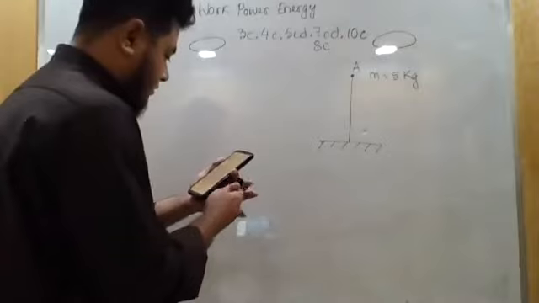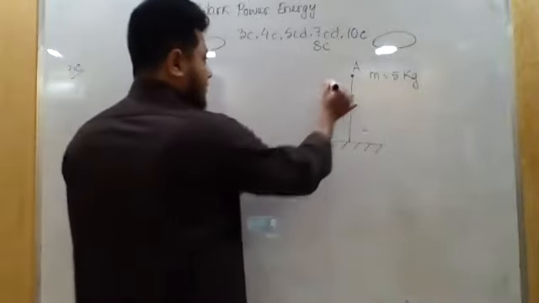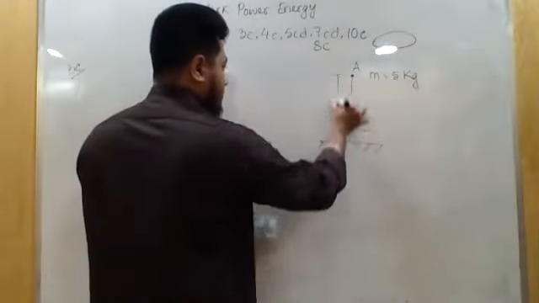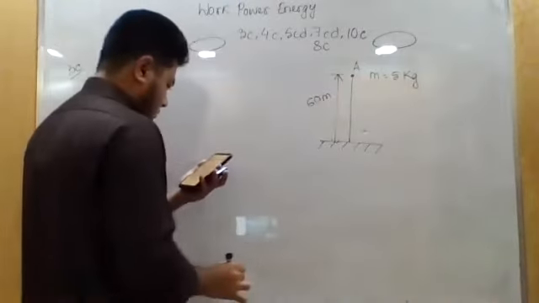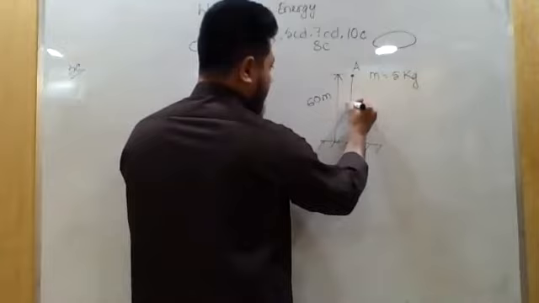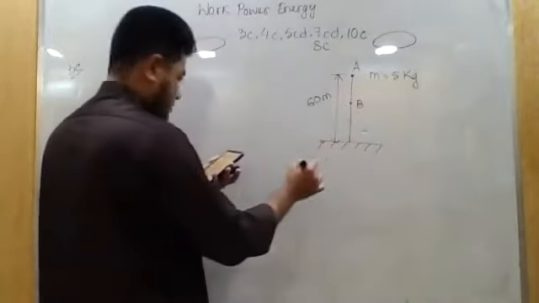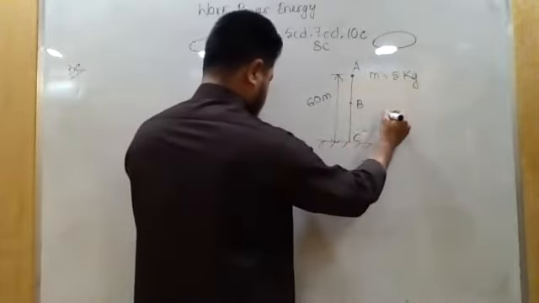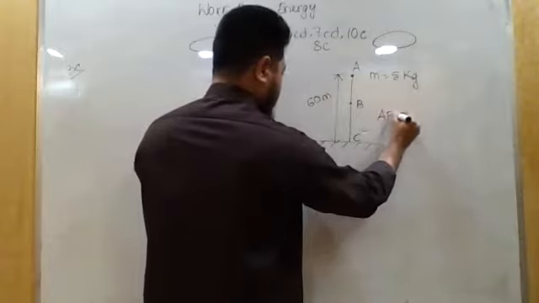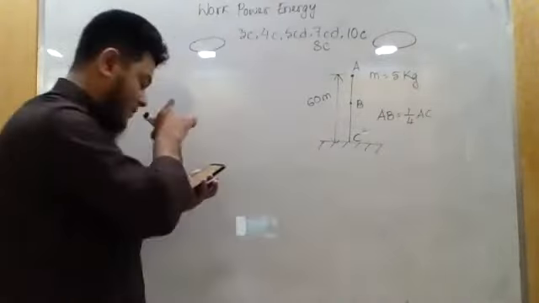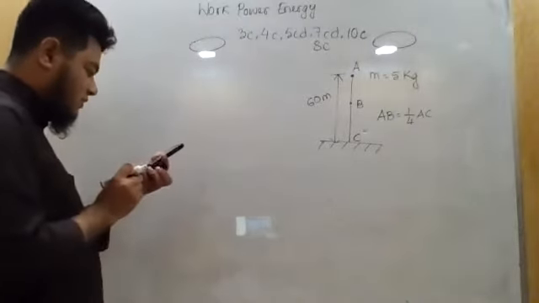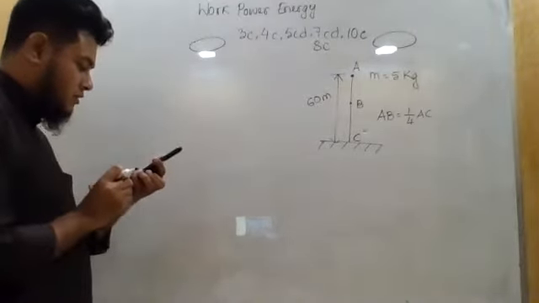So m is equal to 5 kg, and the height of this point is given as 60 meters. There is a point B here and point C on the ground. It is written AB is equal to 1/4 of AC. Okay, good. If the time to lift the body at position A from the ground is 2 minutes, what is the power used?